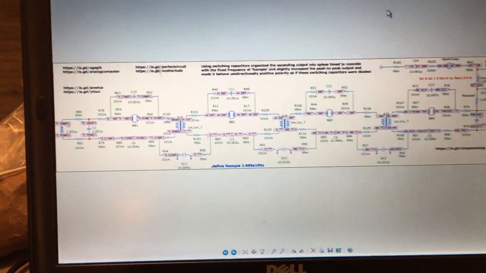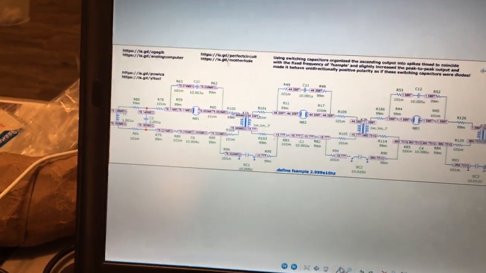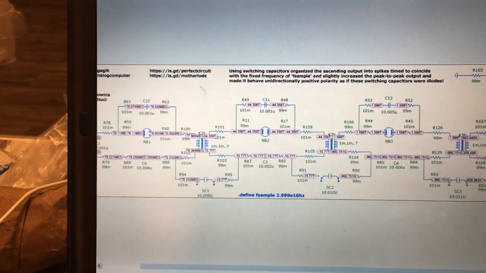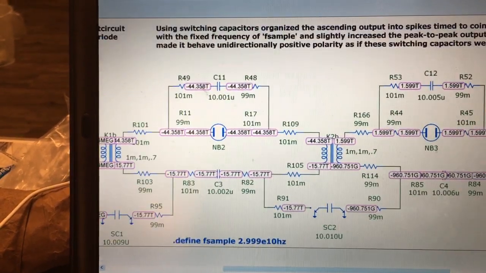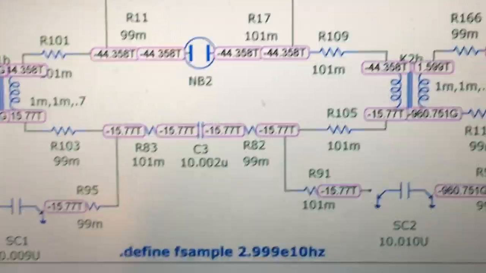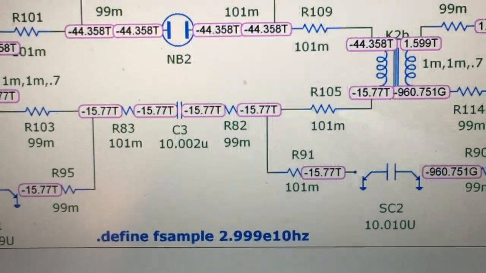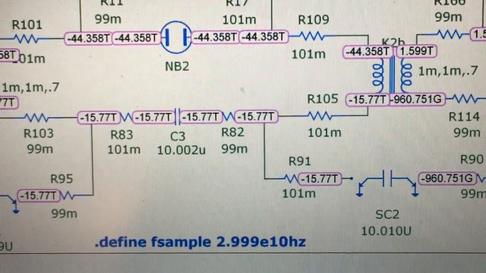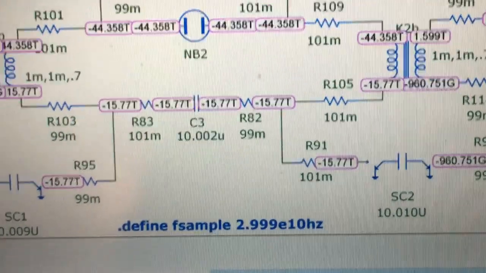So let's increase the size of this, if I can find where my cursor is. Zoom in here. So my defined sample is 2.999e10 hertz. So what would that be? That would be 29.99 gigahertz, I believe, if I'm correct.